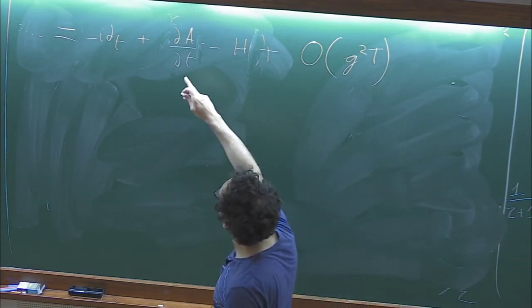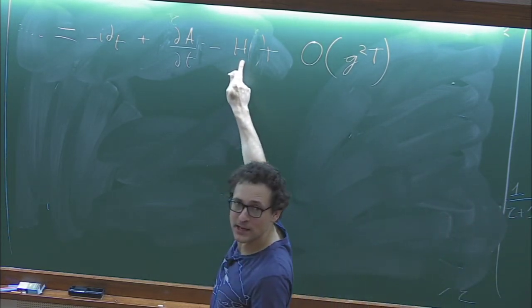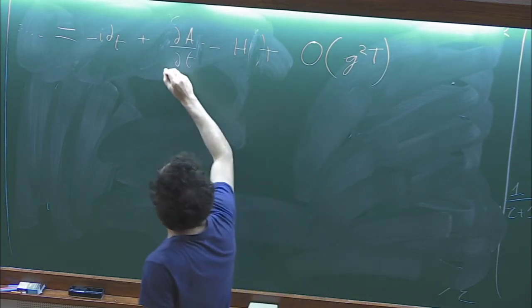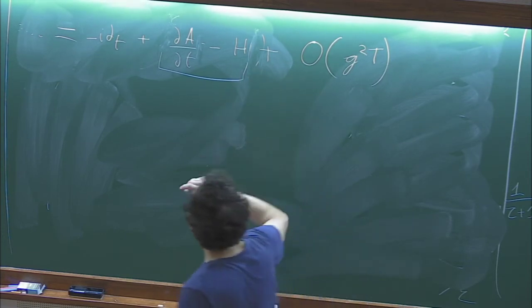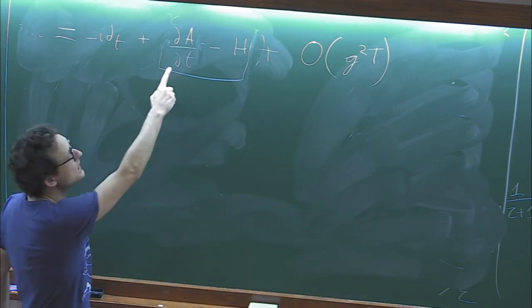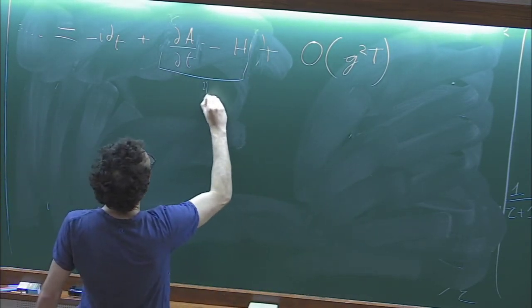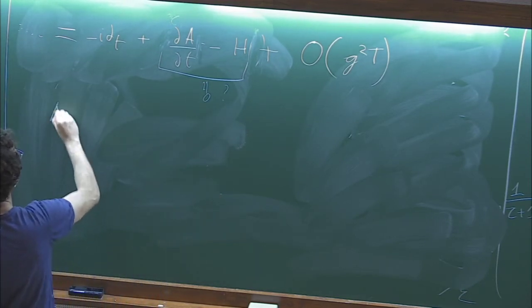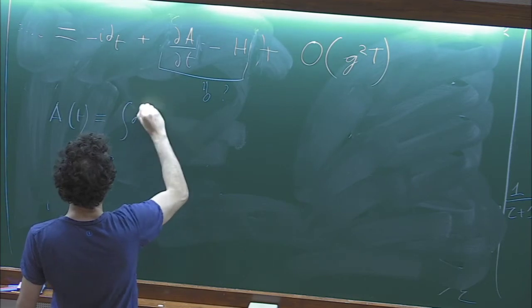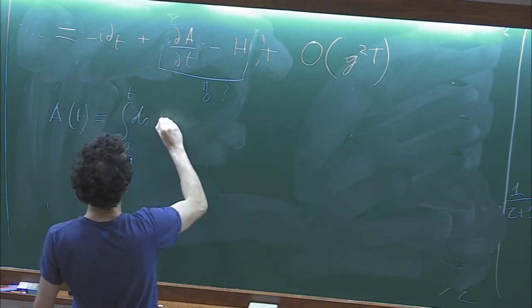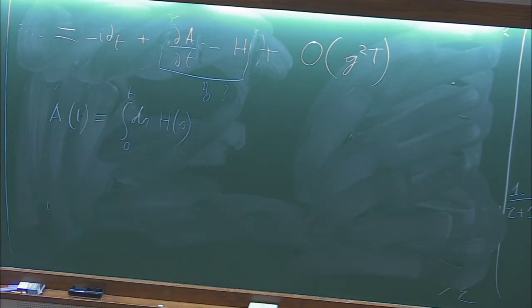Yeah, so the point is, this guy is of order g, and I want to make it smaller, and there is just one thing I can do. I can try to solve this equation, put that to zero, and that's, of course, very easy to make zero. Why is that very easy? Because you just say, oh, let A(t) be the time integral of this H, right?